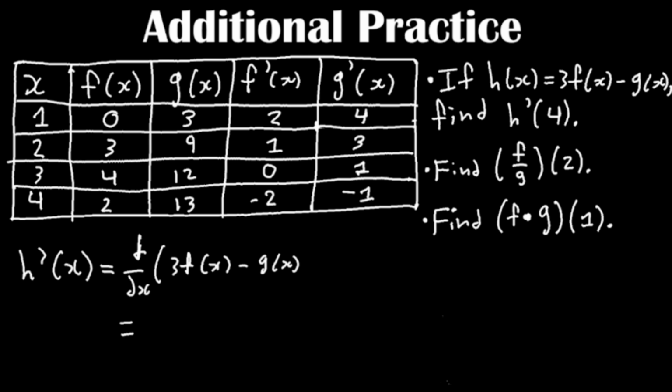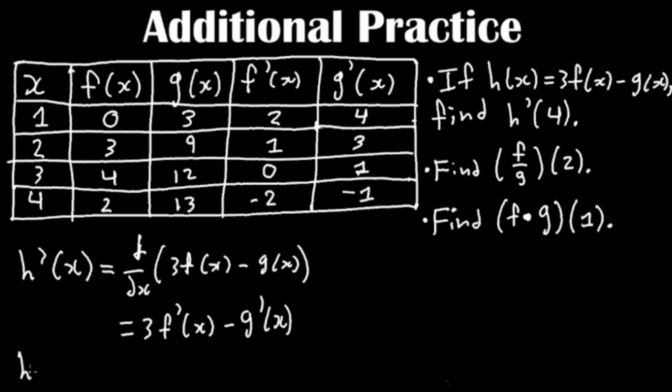So if we differentiate these separately, the derivative of 3f of x, we can pull out that 3. So that's 3 times the derivative of f of x, that's 3f prime of x. And the derivative of g of x is just g prime of x. I prefer writing it with the prime instead of with the d over dx. It's just neater, in my opinion. So this is the derivative of h of x. But we're not asked for the derivative of h of x, we're asked for h prime of 4. We're asked for the derivative of h of x evaluated at 4.